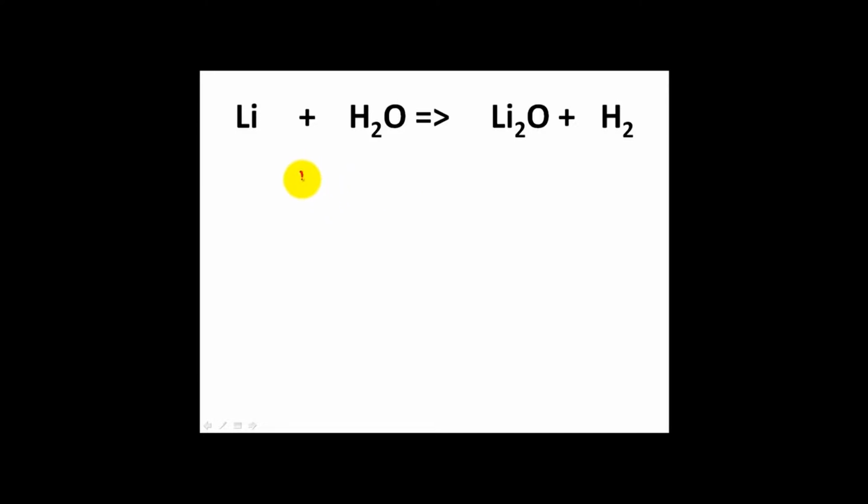All right, on this side, my inventory includes lithium, hydrogen, and oxygen, and I write them in the same order over here: lithium, hydrogen, and oxygen. Next, I want you to count how many atoms of each you have. I have 1 lithium, 2 hydrogens, and right here, 1 oxygen. In the product side, I have 2 lithiums, 2 hydrogens, and oxygen, I have 1.